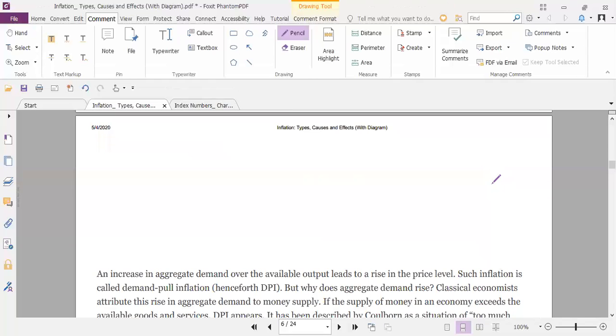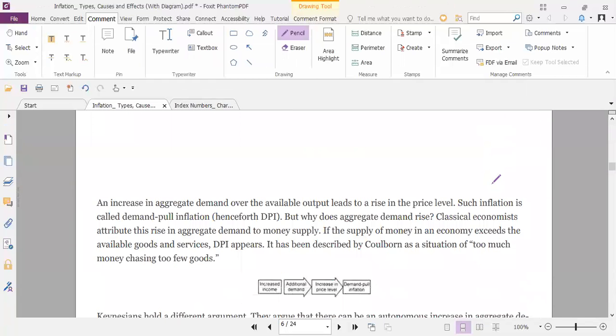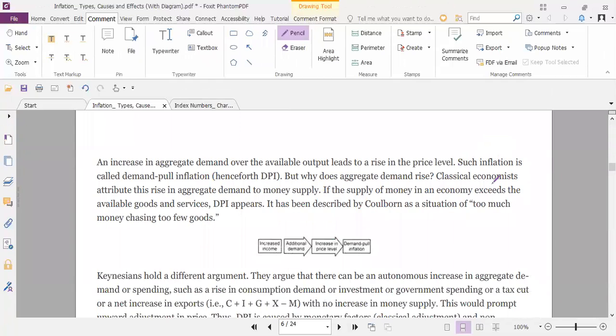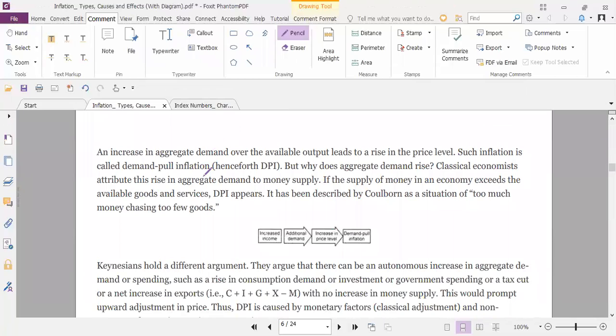Okay, an increase in aggregate demand over the available output leads to a rise in price level. Such inflation is called demand pull inflation. But why does aggregate demand rise? The classical economists attribute this rise in aggregate demand to money supply.